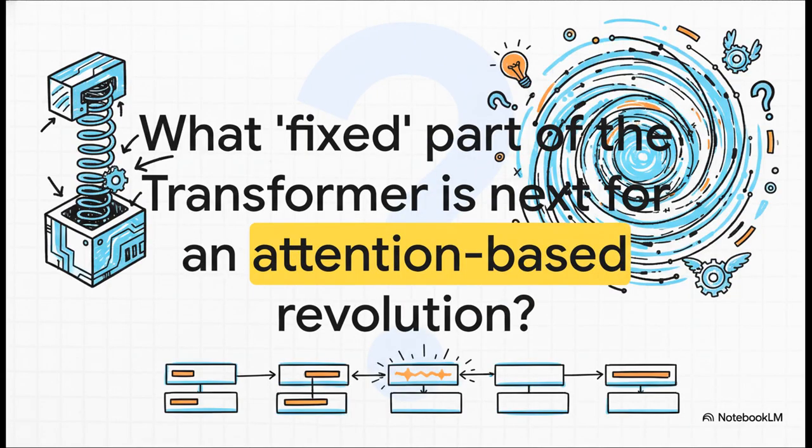And I'll leave you with this final, bigger picture thought. This paper took a part of the transformer architecture that we all thought was basically set in stone, the residual connection, and made it dynamic and intelligent using attention. So the question is, what's next? What other fixed part of the architecture is just sitting there, waiting for its own attention-based revolution? Something to think about.